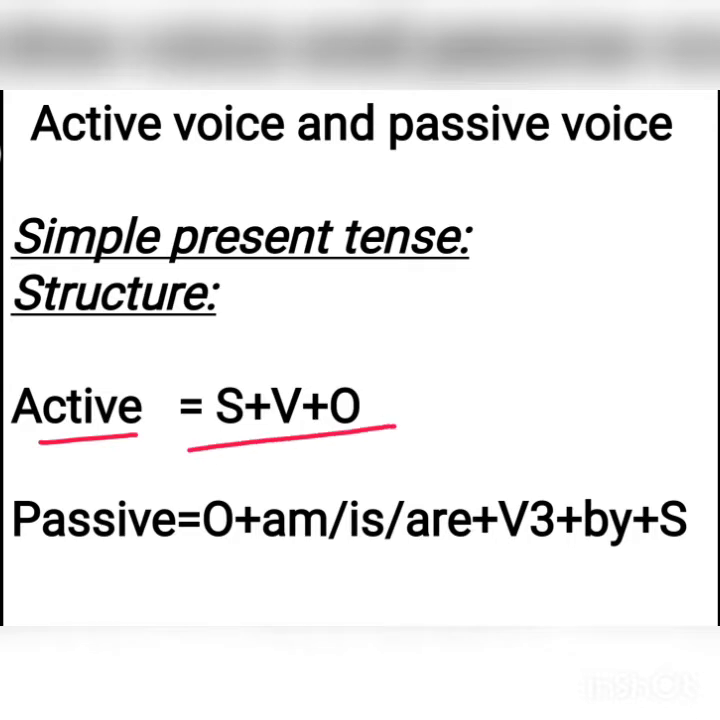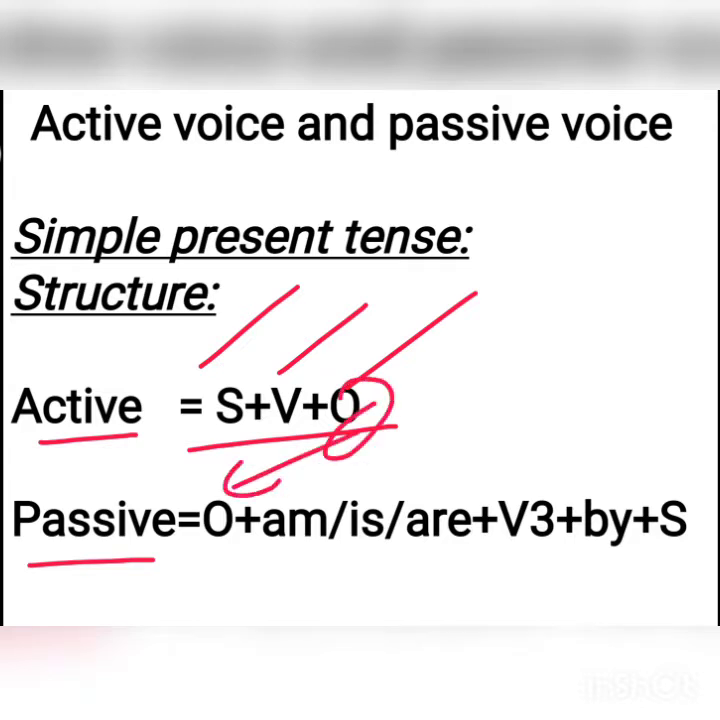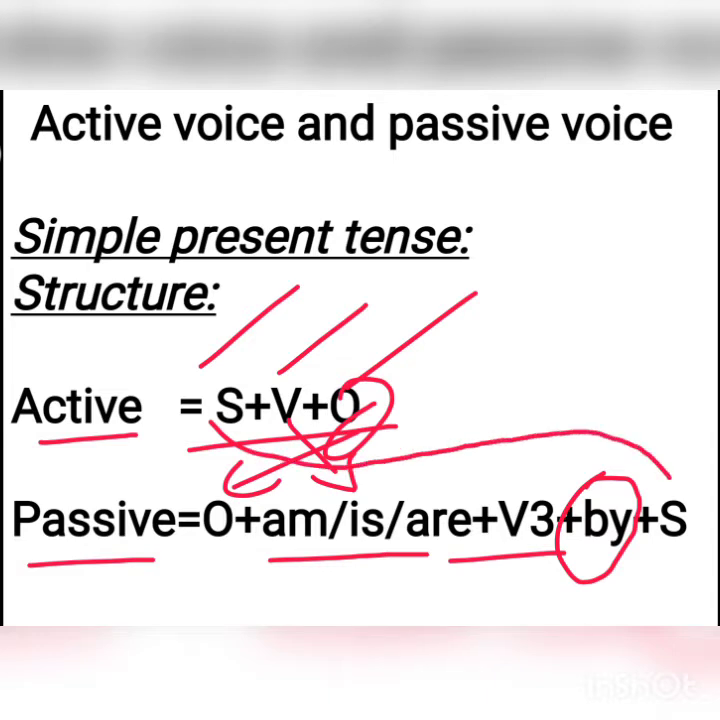So the structure is like this. For the active voice, subject plus verb plus object. In the passive voice, the object becomes the subject of the passive voice, and next the verb will change into verb 3. Before that we should add the present tense auxiliary verb, and next we should add by, and then the subject of the active voice changes into the object of the passive voice.